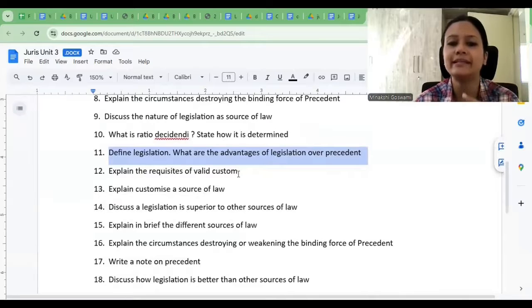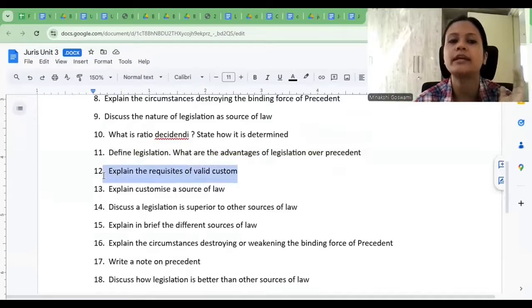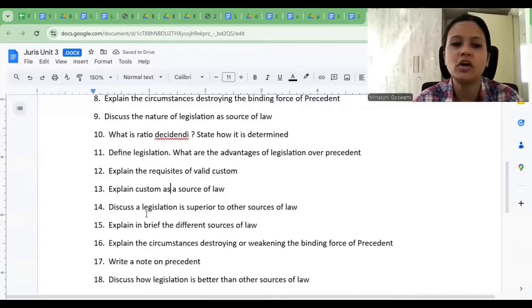Explain the requisites of valid custom. What kind of customs can be considered as a valid custom? What are the conditions that it needs to satisfy, or what are the essentials that we need? Explain custom as a source of law.